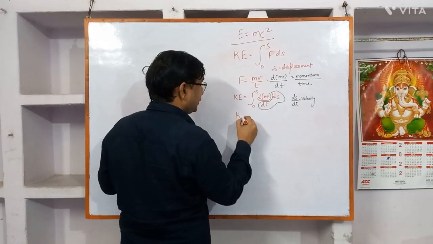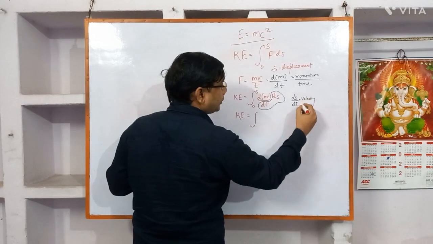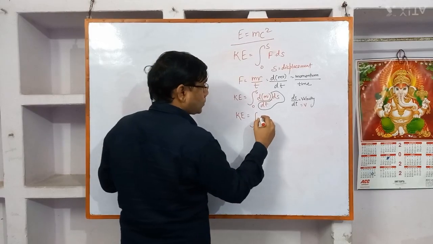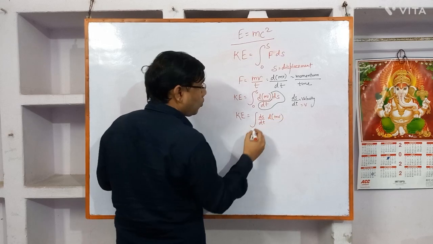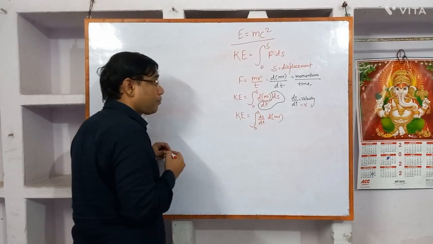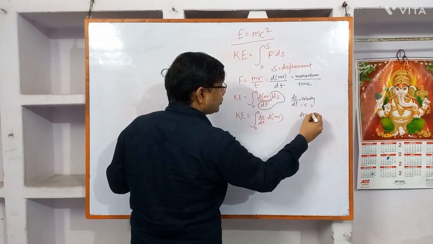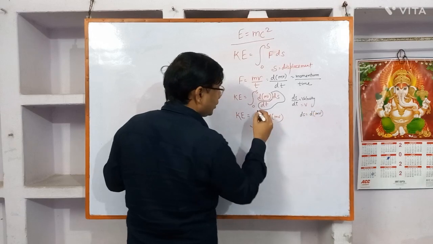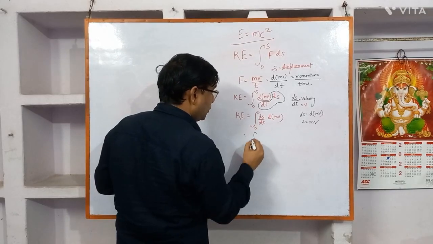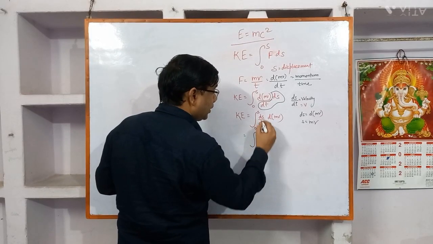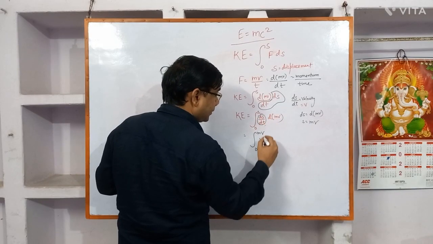So kinetic energy becomes velocity v times ds upon dt times d(mv). Now when this value is changed, ds upon dt becomes v, so this is called d(mv). Now this value is changed, it becomes mv. So the limit is 0 to mv, and this value becomes v d(mv).